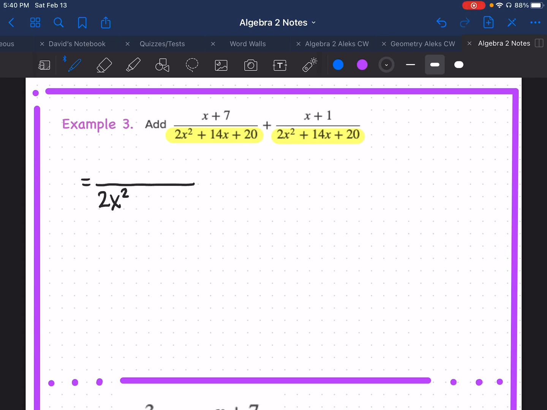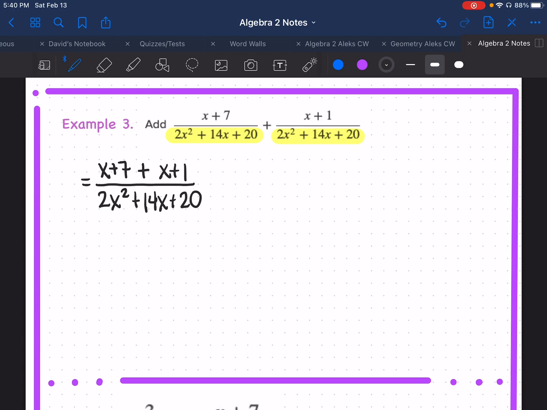My denominator is just going to be one of those two highlighted polynomials. I don't have to do anything to it. I'm going to take my x plus 7 from the numerator of my first rational expression plus the numerator for my second rational expression. I don't have to worry with a positive about distributing. I can just go ahead and leave it just like this.